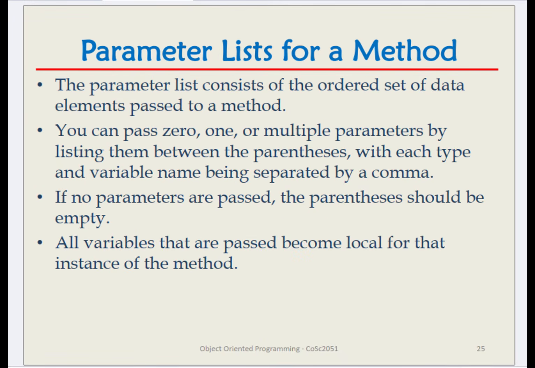Parameter lists for a method. The parameter list consists of the ordered set of data elements passed to a method. You can pass zero, one, or multiple parameters by listing them between the parentheses, with each type and variable name being separated by a comma. If no parameters are passed, the parentheses should be empty. All variables that are passed become local for that instance of the method.